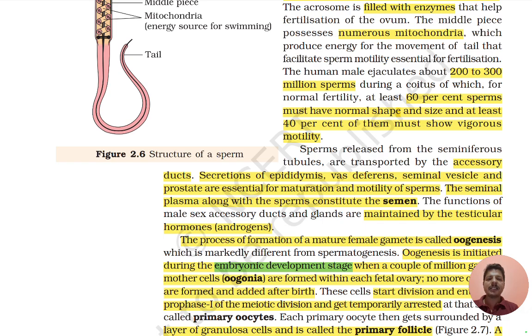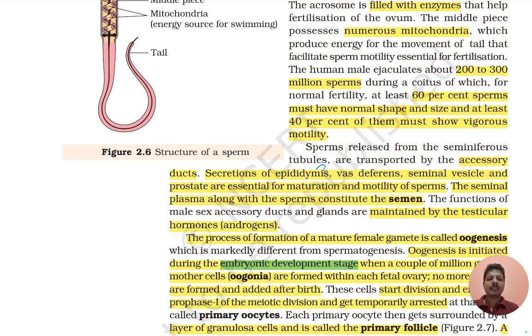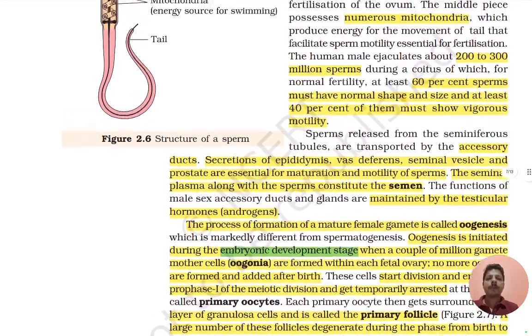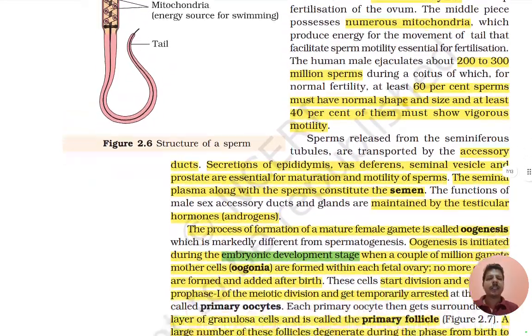Secretions of the epididymis, vas deferens, seminal vesicle, and prostate gland are essential for maturation and motility of the sperm. The seminal plasma along with the sperm constitute the semen. The functions of the male sex accessory ducts and glands are maintained by testicular hormones or androgens. And with this, spermatogenesis is completed.